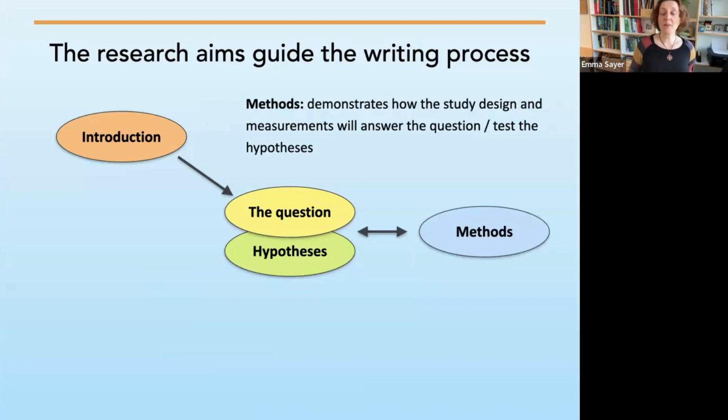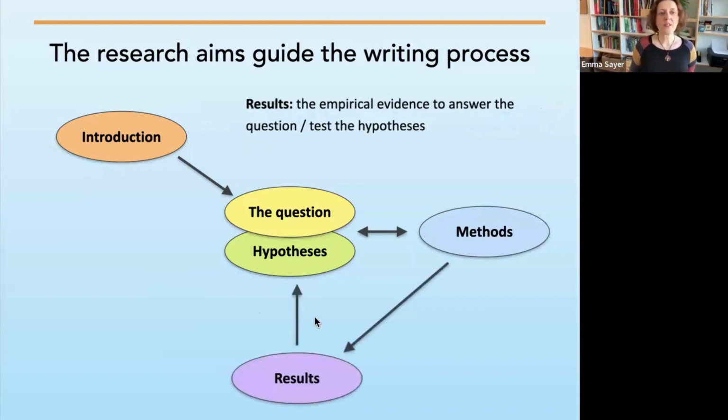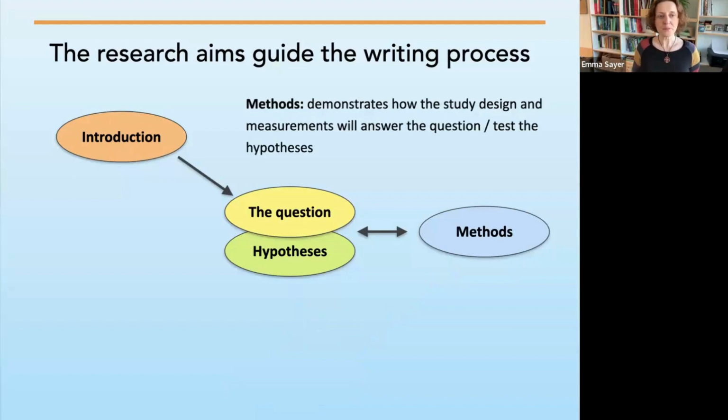Then the methods demonstrate how the study design and the measurements will answer the question or test the hypotheses. So how do the methods help me meet my research aims? Then the results provide the empirical evidence that I need to answer my question or test my hypotheses. So again, the results are providing that empirical evidence about whether I've met my research aims.